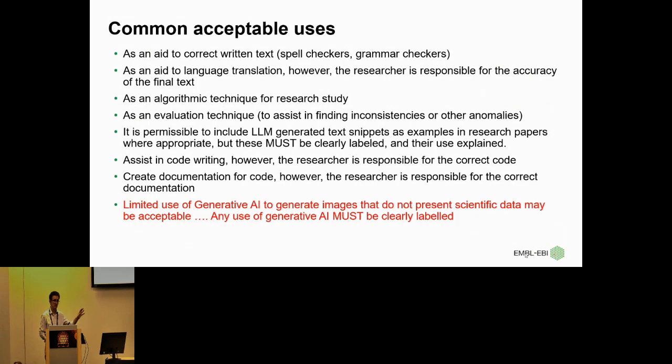Now in red at the bottom, this policy we presented a year ago, and we're proposing some updates. The first update here is limiting the use of generative AI. Generally you should be very careful. Maybe something like a graphical abstract would be okay. But anything to do with scientific data, keep well away.